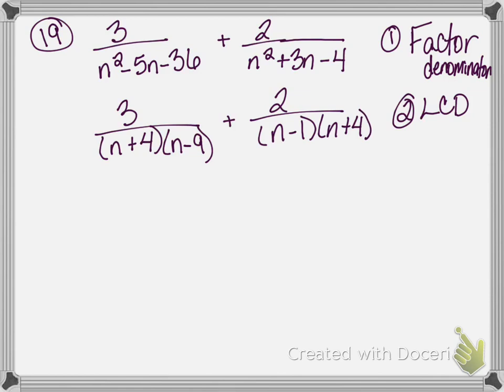Now, I just always start right here for my LCD on the left. So I'm going to go ahead and write down n plus 4 and n minus 9. Now here, you'll notice that n plus 4 is already written down, so I only have to write down the n minus 1. So it's n plus 4, n minus 9, n minus 1 is my LCD.